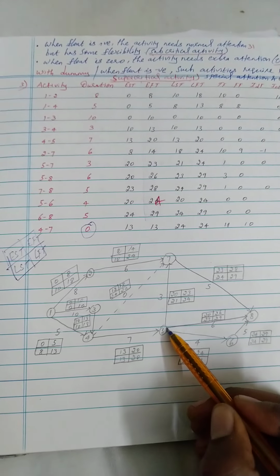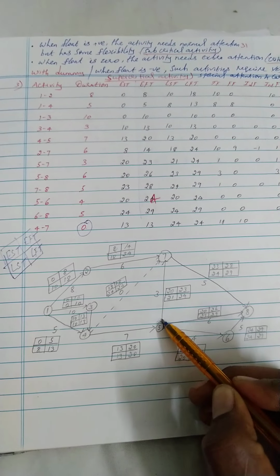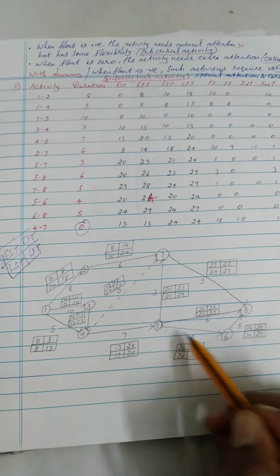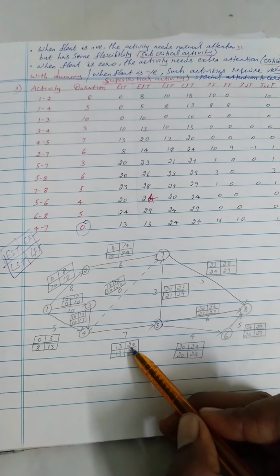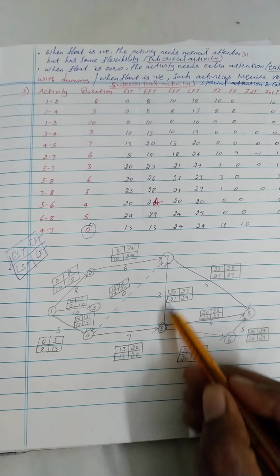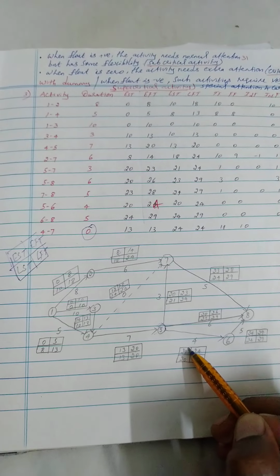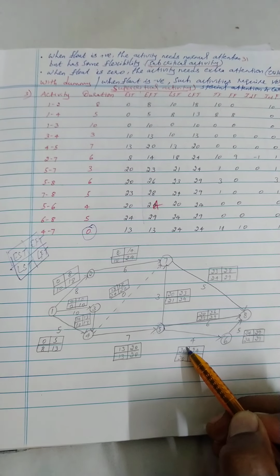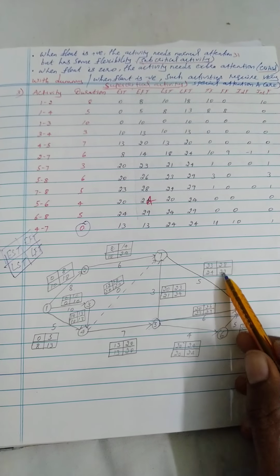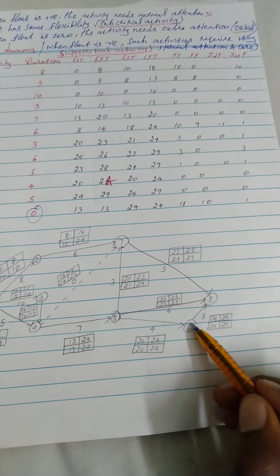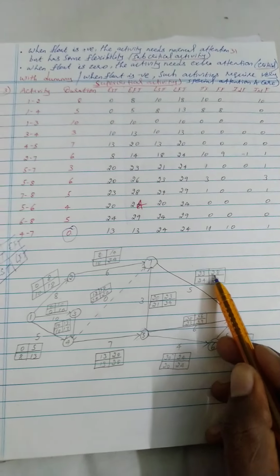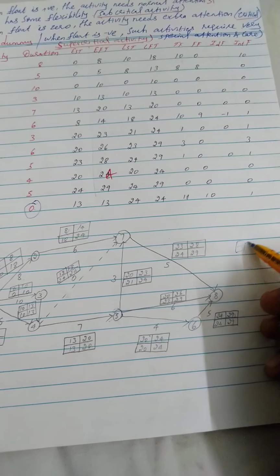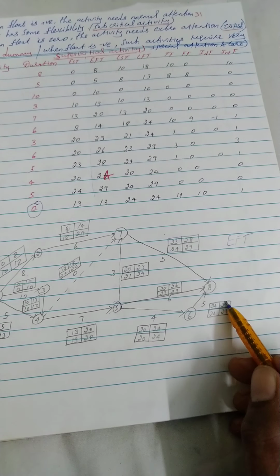One critical thing: if there is a junction, here 5 to 7, 5 to 8 and 5 to 6, three activities take place into this event. You need to mark the earliest finish time for each of these activities. Here 6 to 8 is 29, 5 to 8 is 26, and 7 to 8 is 28 for the EFT. You need to take the maximum value.